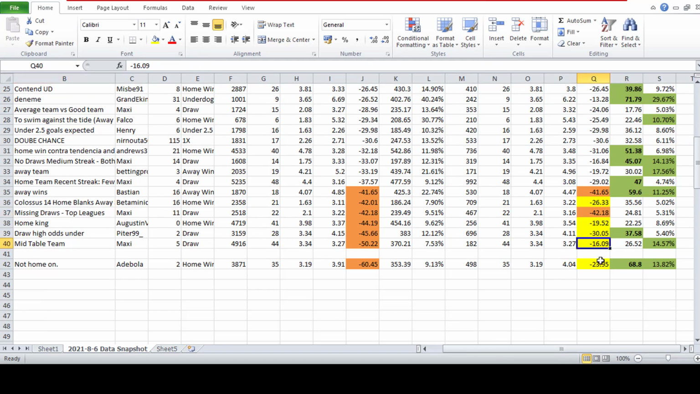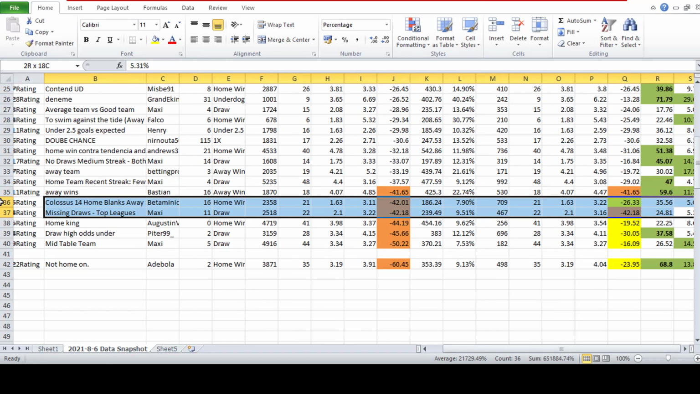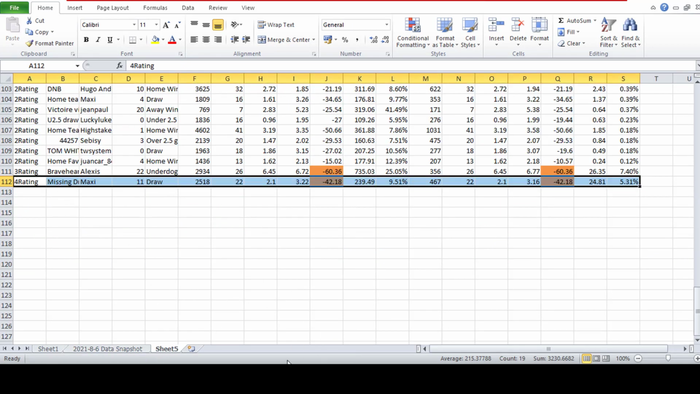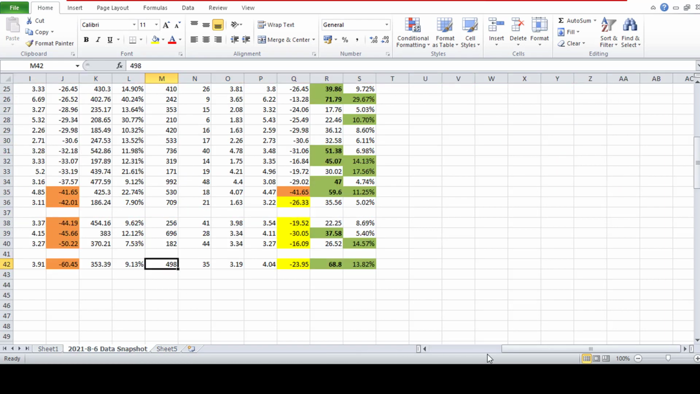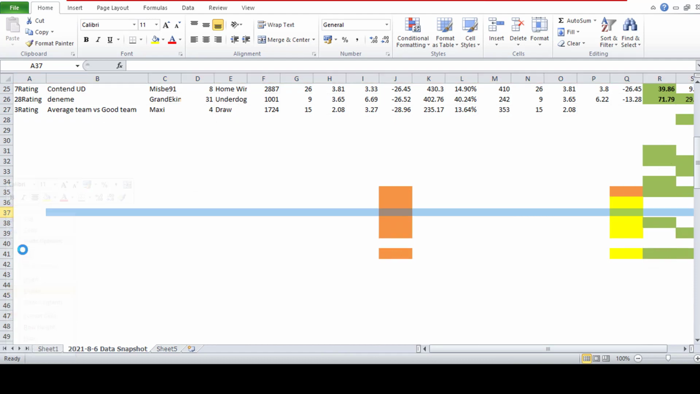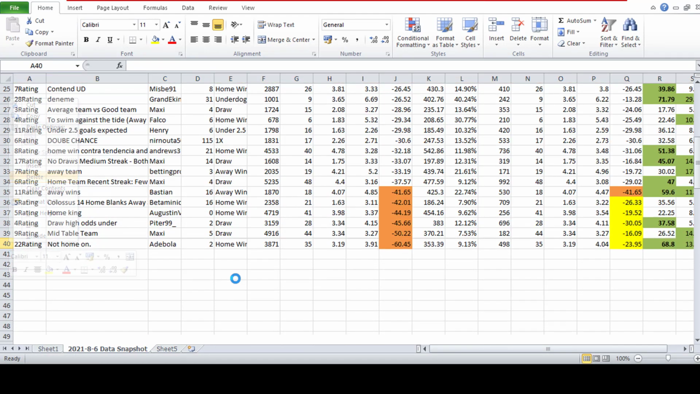Yeah, I think I will remove missing teams, top leagues, because the yields there, the profit there isn't enough for me to consider that with its high drawdown. So we've cut it down a little bit more there. Including strategies with high drawdowns is up to you.